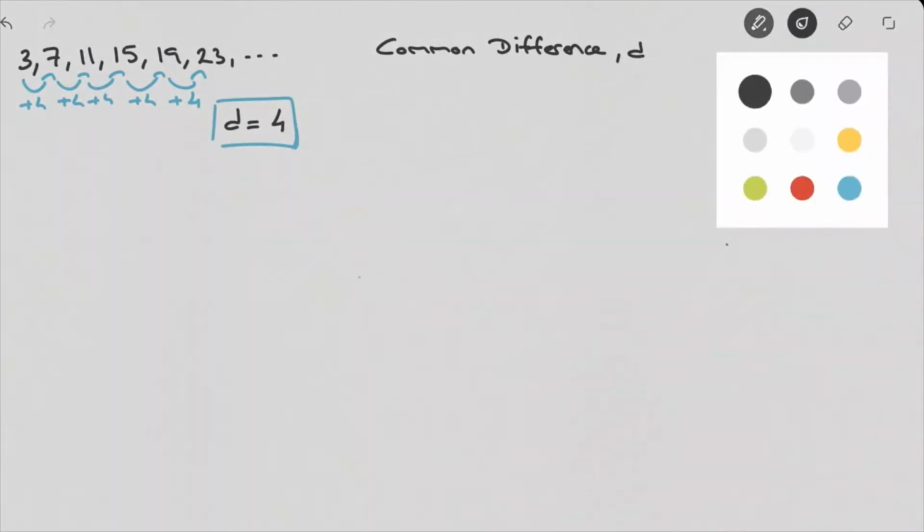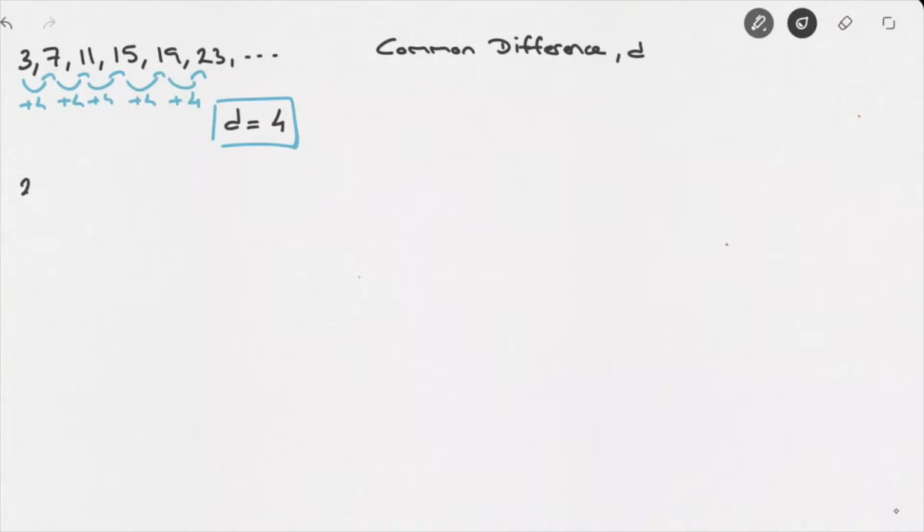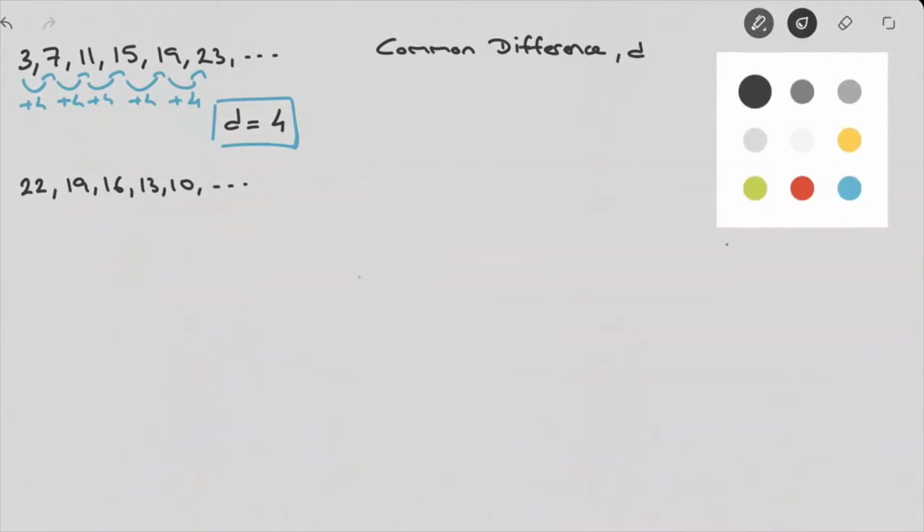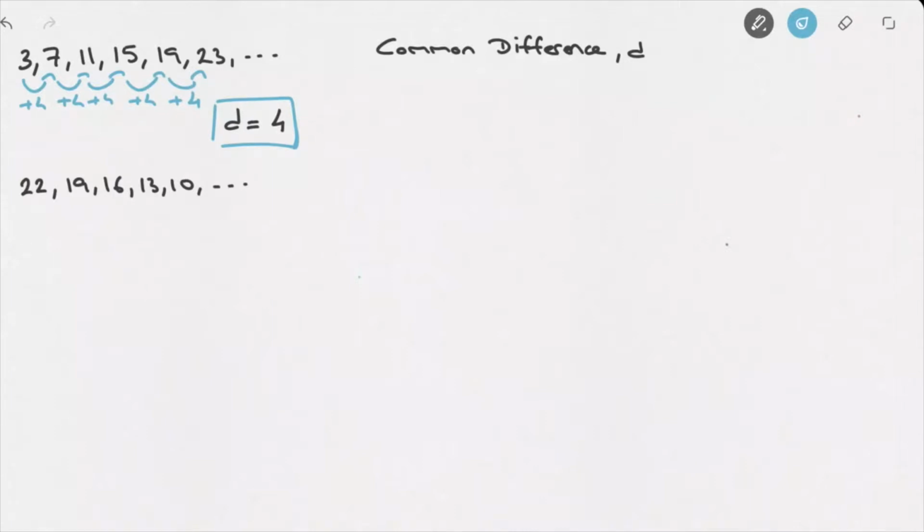Another sequence could be the following. Let's say we were given 22, 19, 16, 13, 10, and so on. Well, again, let's look at this sequence going from left to right. We can see that to get from one term to the next, in this case, we're always subtracting the same amount. And in this case, we're always subtracting 3.